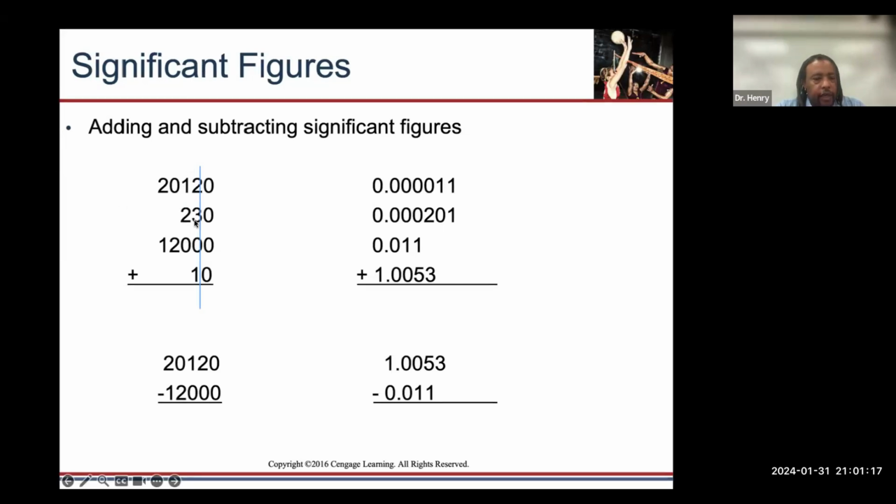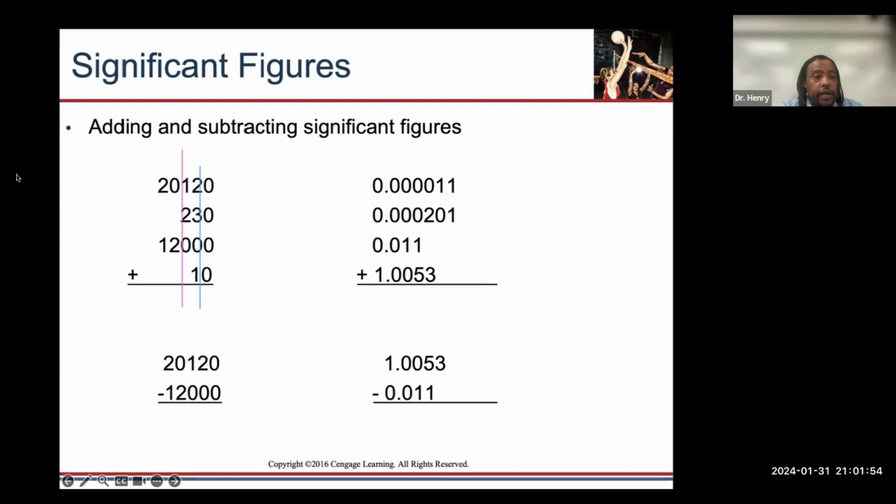Okay, for the second one, it's also between the 3 and the 0. For the third one, I'm going to use a different color line. It's going to be between the 2 and the 0. And then for the last one, it's going to be between the 1 and the 0. Now, we're going to take the line that is furthest to the left, and that's going to be our deciding point. So then we're going to go ahead and add everything up together.